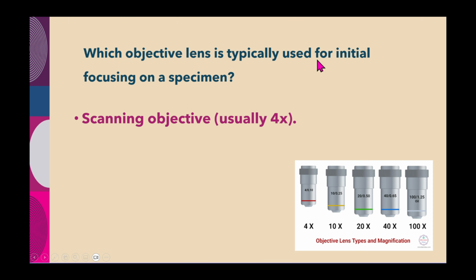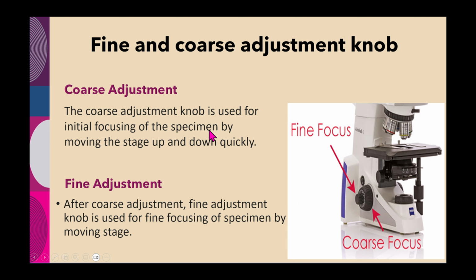Which objective lens is typically used for initial focusing of the specimen? The 4x objective lens, which is also known as the scanning objective, is used for the initial focusing.